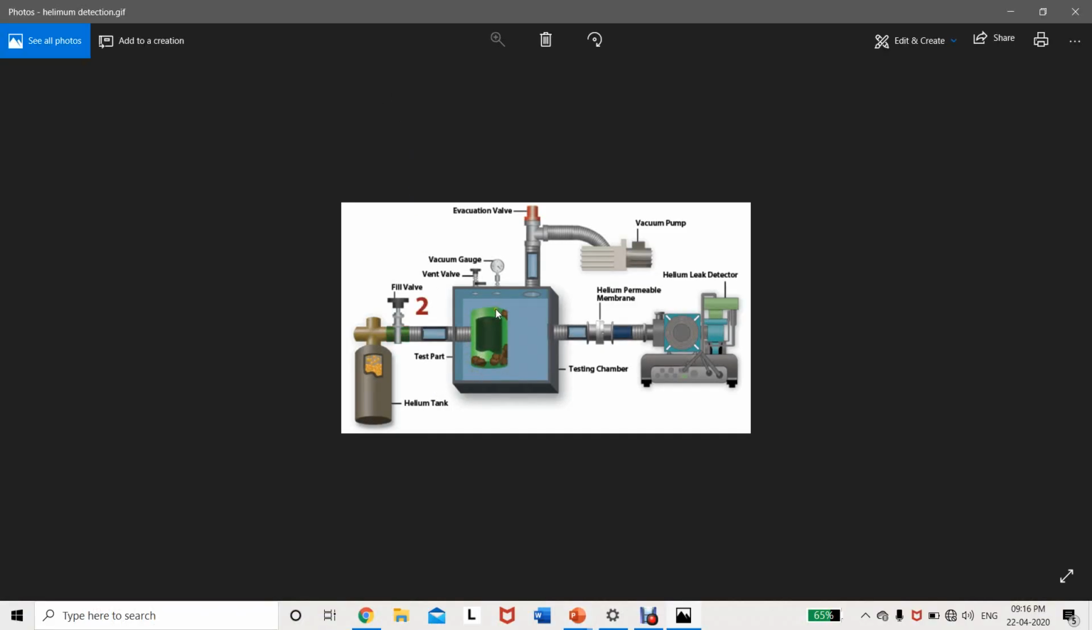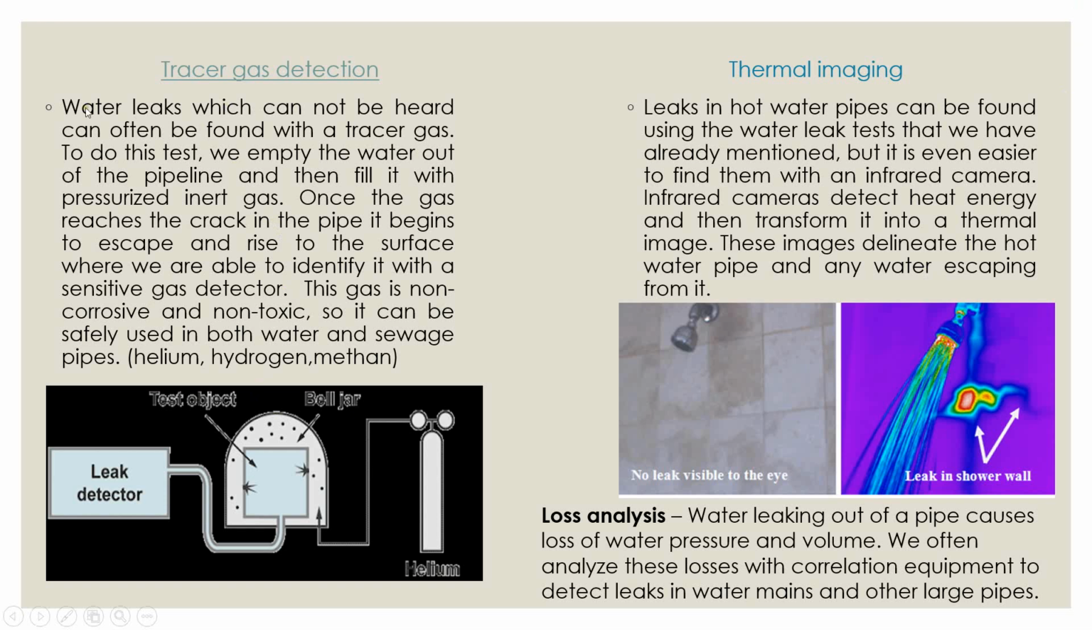So consider this green area is your pipeline. Here they are going to press this helium in. Now whenever leaks are there, from that leak your helium is going to pass, and as it passes, the sensor will detect it. The more the sensor shows, the bigger your leak will be. Okay, this is how your tracer gas method works.